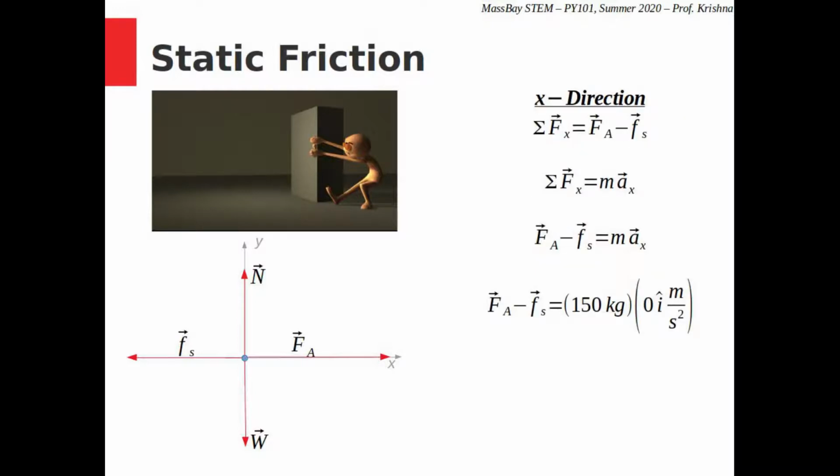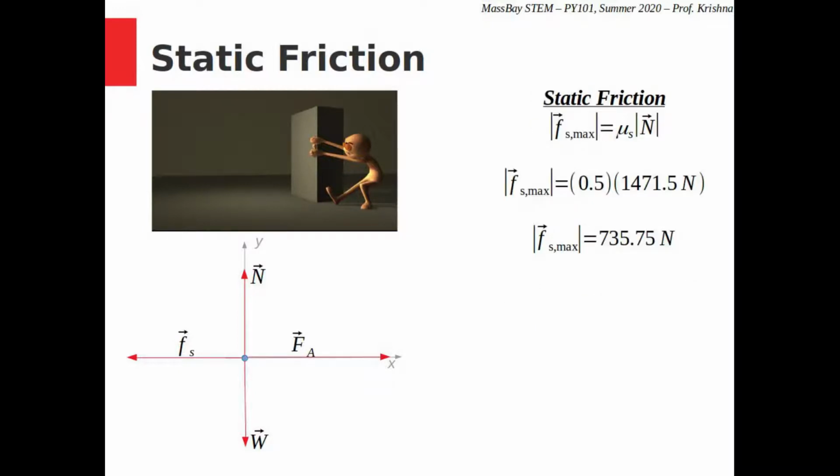Next, let's do the force balance in the x direction. We can find the maximum allowed value of static friction by multiplying the coefficient of static friction by the normal force. That's 0.5 times 1471.5, or 735.75 newtons. That is the maximum allowable value of static friction. If our character exerts a force higher than that, then the object will start moving.